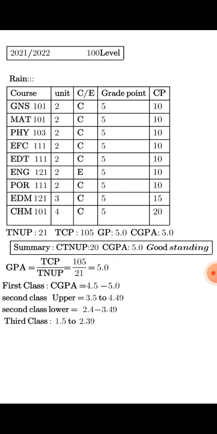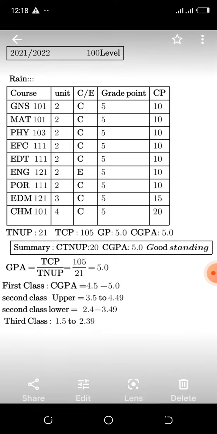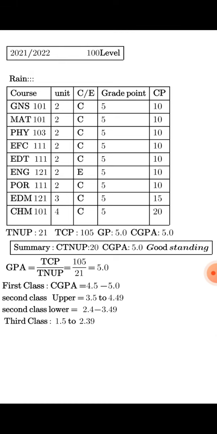Now for the grade point, after writing the GNS 101 exam, let's say you score 5. For you to get 5, you have to score between 70 and 100. You understand? If you score between 70 and 100, you have 5. In GNS Math 101, you also score 5. Now to calculate your CP, you multiply the course unit with your grade point. 2 times 5 is 10.